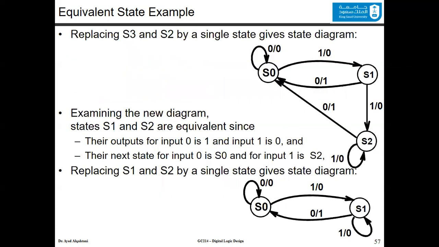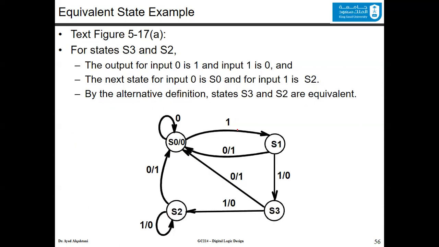Now, we know they are equivalent. What's the value of that? The value of this is we can reduce the complexity of the state diagram. If we know that S2 and S3 are equivalent, we can take out one of them. For example, we take out this one.